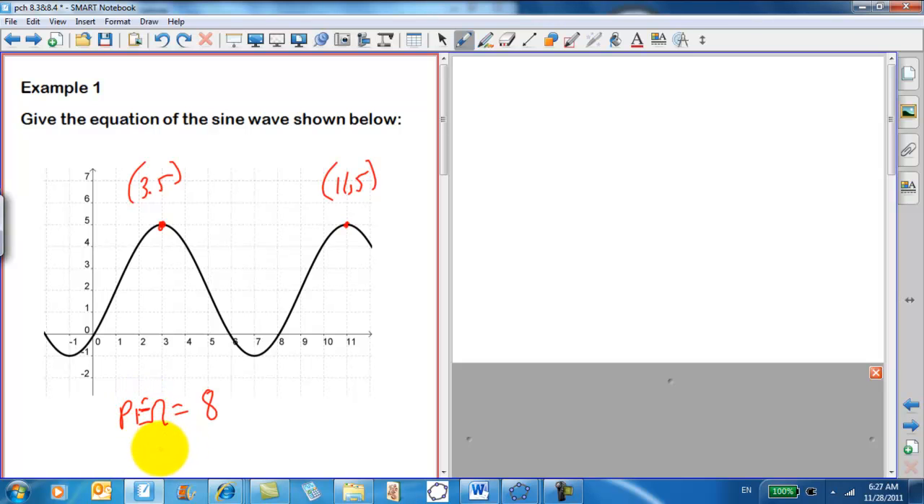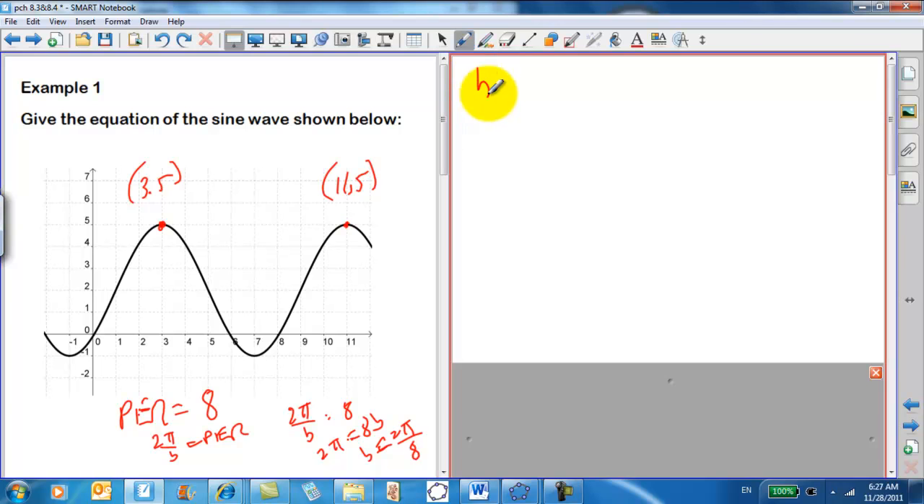And if you remember from our form, 2 pi over B is equal to the period. So 2 pi over B equals 8. So 2 pi equals 8B. So B equals 2 pi divided by 8, or B equals pi over 4. So that's the coefficient. That's actually a capital B they keep using.